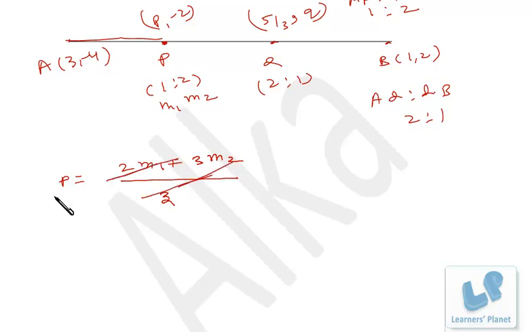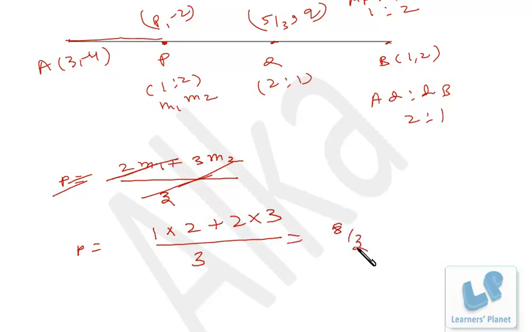We just put up the wrong value, I'm sorry. So P is equal to (M1 into X2, that is 1 into 2, plus M2 into X1, that is 2 into 3) upon M1 plus M2, right? So this is 6 plus 2, 8 by 3. That is the value of P, right?